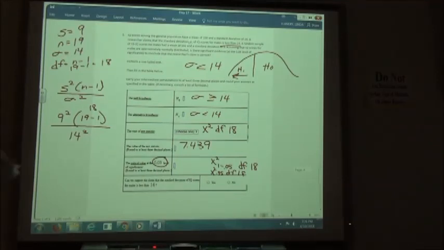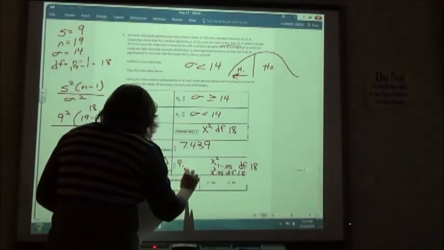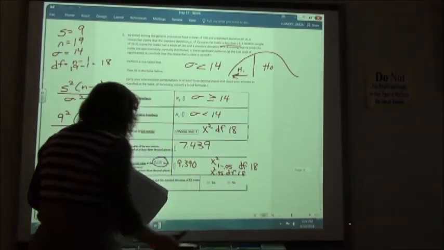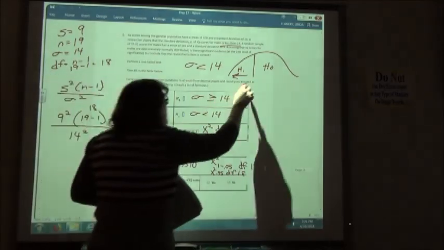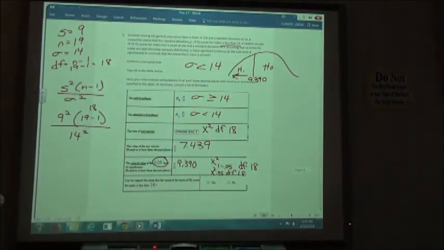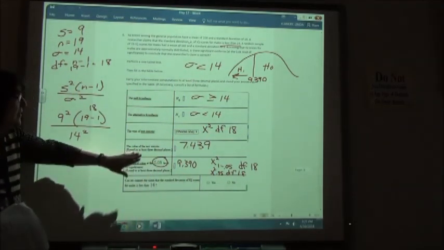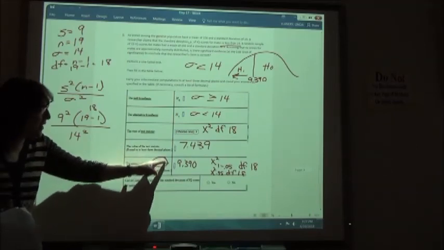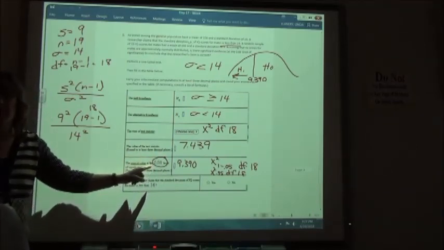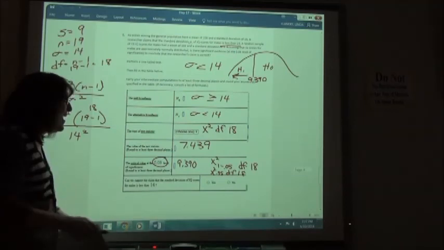So, we get 9.390. That means this value right here is 9.390. That's my critical value. So keep in mind when it does the critical value, if it's a left-tailed test, you've got to subtract that. If it was a right-tailed test, then you could just use that number that was there. But left-tailed, you've got to do 1 minus that. Kind of like the P thing.